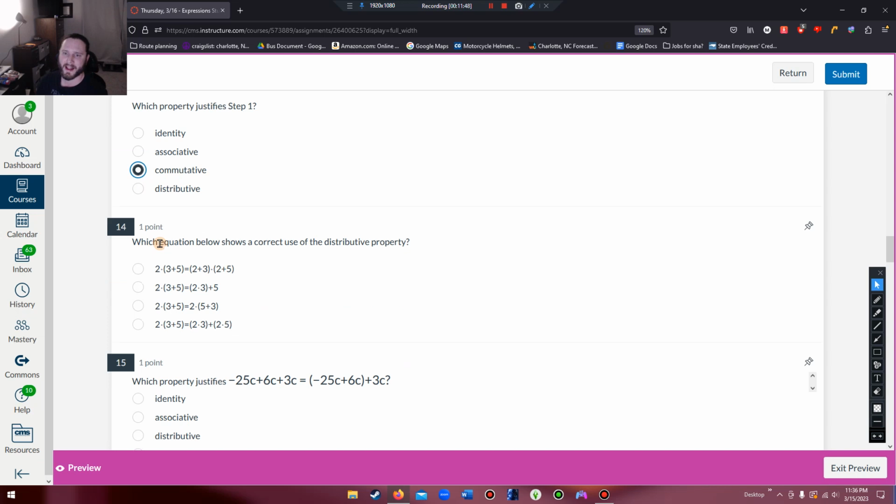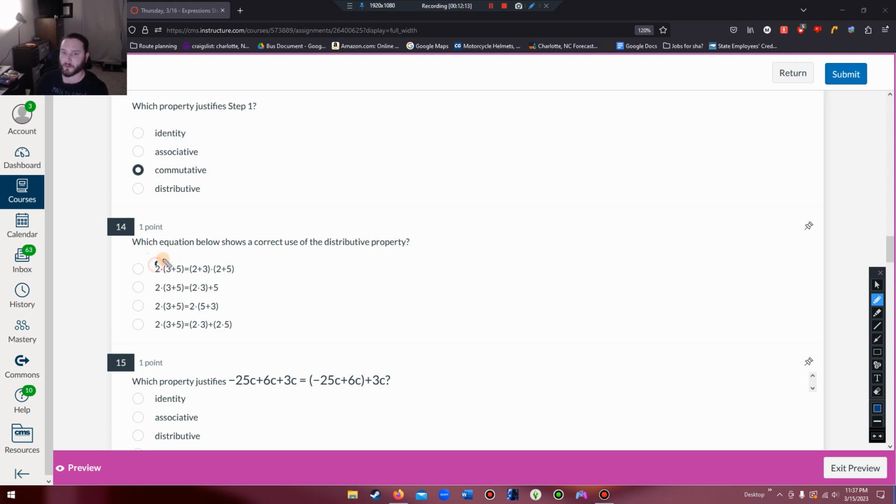Number 14, it asks which of these correctly shows the distributive property. Some of you have picked up on the fact that distributive property is the only property where there are new numbers. The problem is that there are two answer choices that do that, A and D. So you have to think, what does distributive property do? It multiplies the outside of my parentheses times the inside.